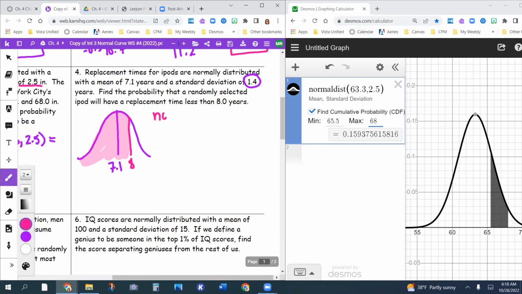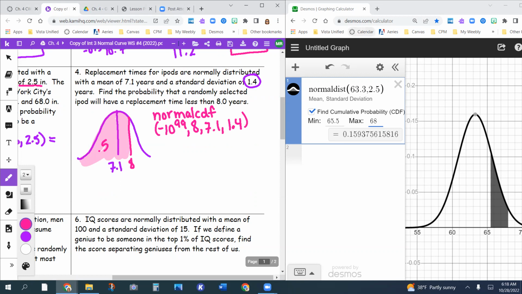So this is going to be normal CDF. And in the parenthesis, I'm going to put my lower bound, which is going to be negative infinity or negative 10 to the 99. My upper bound is going to be 8. So this should be more than 0.5 because this would be 0.5. Okay, so I'm going to be more than that. 8, and then my mean is 7.1, and my standard deviation is 1.4.